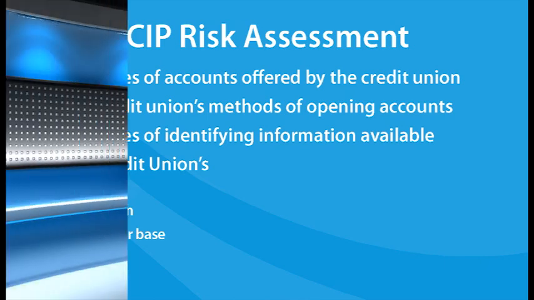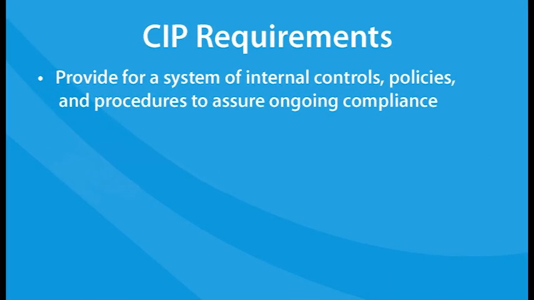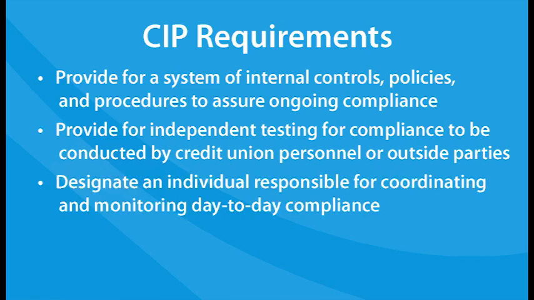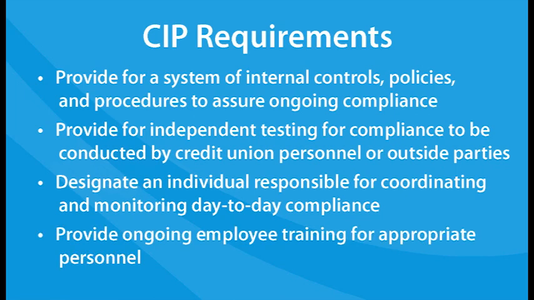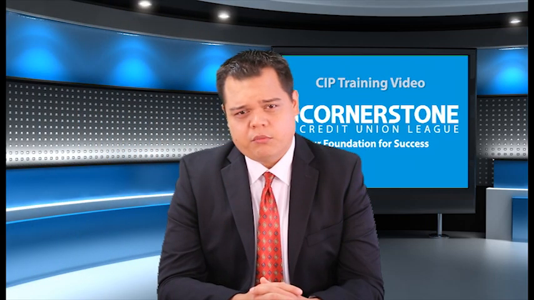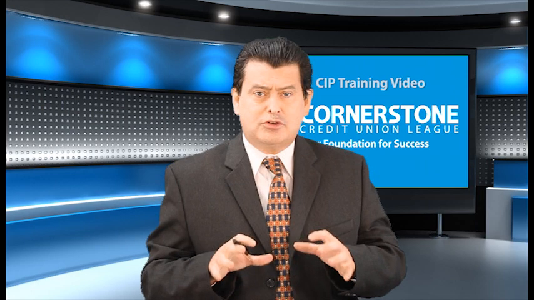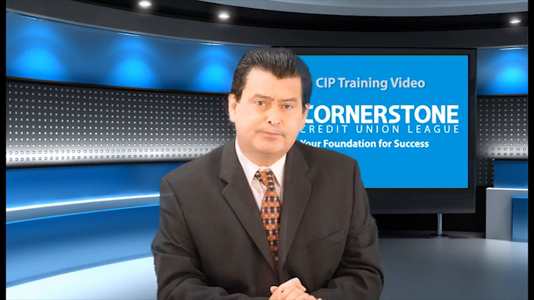Each federally insured credit union, at minimum, must provide for an internal system of controls, policies, and procedures to assure ongoing compliance, provide for independent testing for compliance to be conducted by the credit union's personnel or outside parties, designate an individual responsible for coordinating and monitoring day-to-day compliance, and provide ongoing employee training for appropriate personnel. Federally insured credit unions need to implement a written program approved by the board and reflected in the minutes of the credit union. Tell me more, so when does a credit union verify the identity of a potential customer?